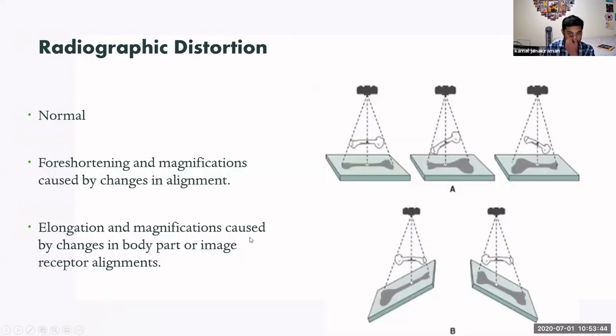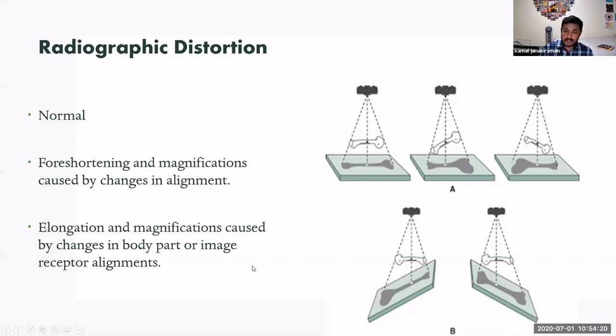And radiographic distortion. So what is radiographic distortion? This is a normal X-ray image. The X-ray beams are passed, the bone is aligned properly, the image receptor is aligned properly, so you get a good image on the X-ray. In case when the X-rays are taken, your body part is a little bit tilted to one side or the other, then the image you get in the receptor is not normal. It is either bigger on one side or smaller on one side.